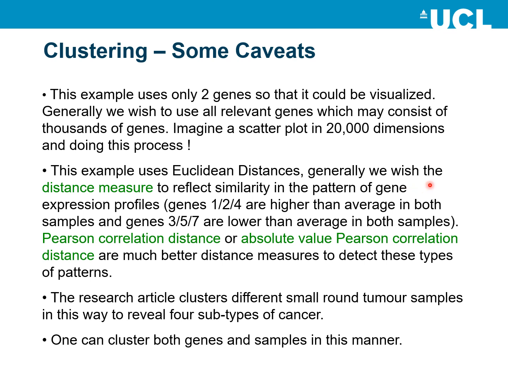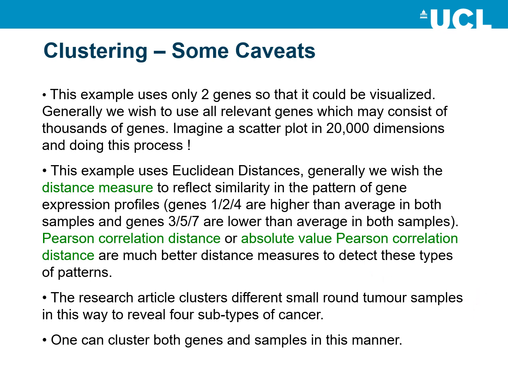But lots of caveats. The example used only 2 genes so that we could visualize it. You may be working with all 20,000 genes, but you wouldn't be able to visualize it very easily. But hierarchical clustering would work. We used Euclidean distance, but we generally want to reflect patterns of gene expression profiles, so genes 1, 2, 4 are higher than average in both samples, or genes 3, 5, 7 are lower than average in both samples. So we use this Pearson correlation distance, or absolute value Pearson correlation distance.